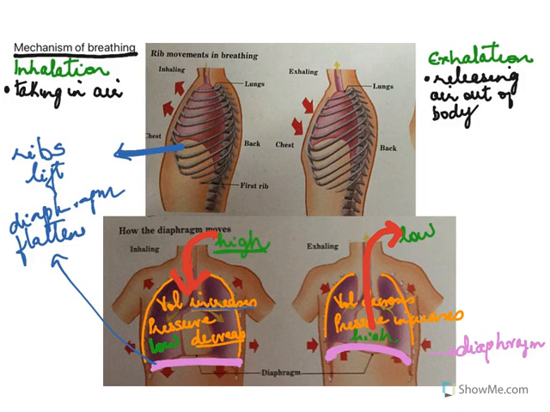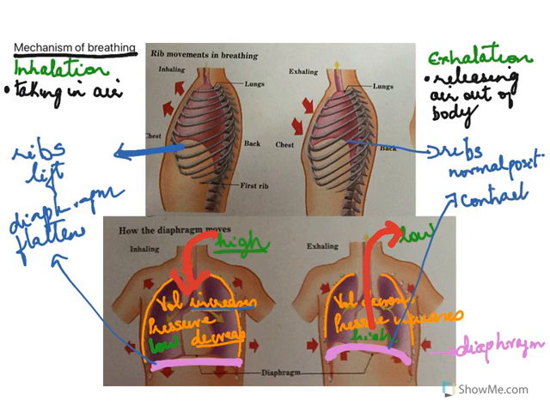When it comes to exhalation, just the opposite happens. The ribs come to their normal position. And now the diaphragm, in this case, contracts. And because it contracts, there is a decrease in the volume.